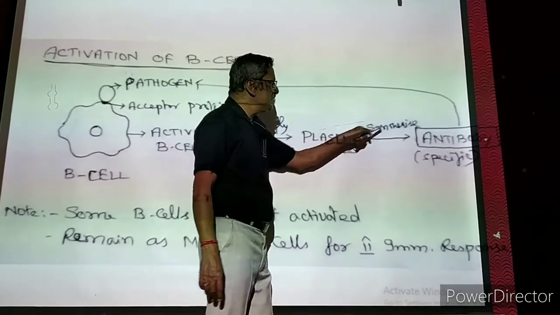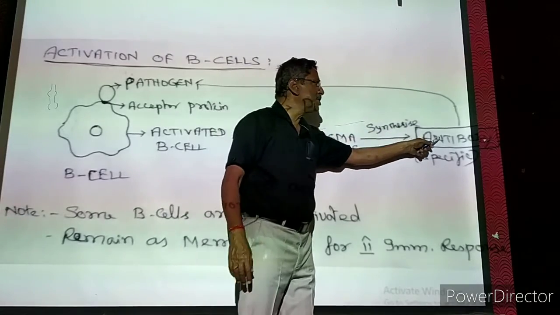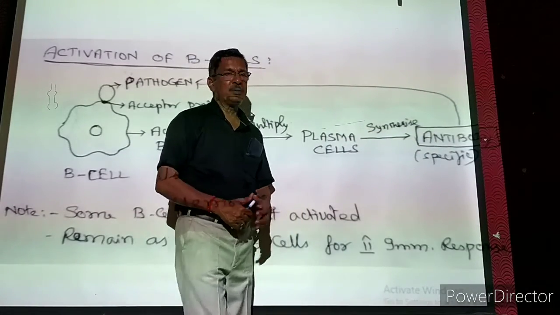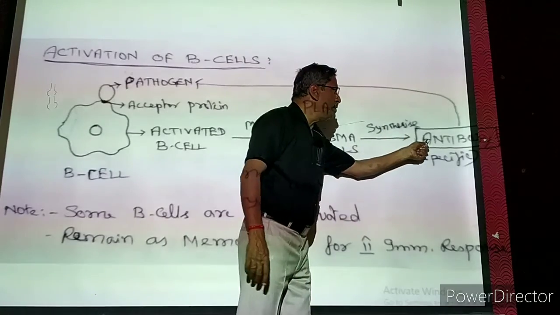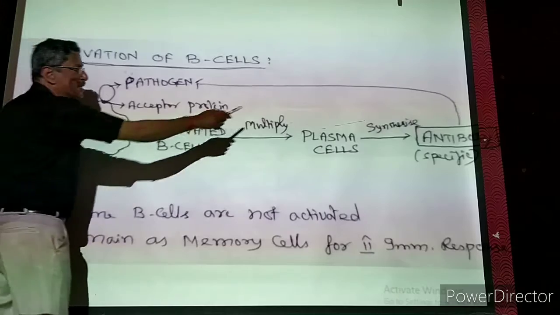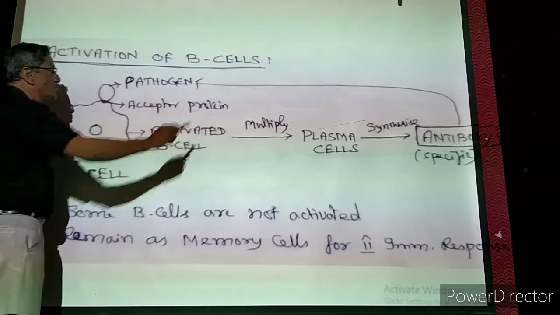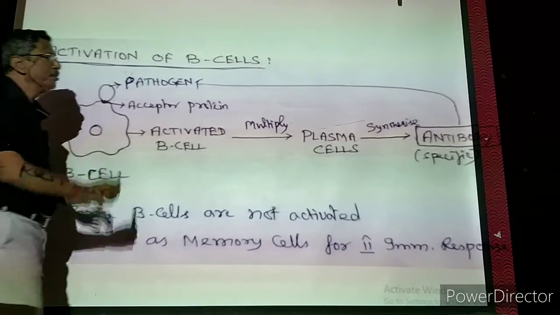Now the plasma cells are synthesizing, which means secreting, producing antibody. It is producing antibody. This antibody will attack the pathogen. Once the antibodies are produced sufficiently, they will come and attack the pathogen and destroy it. That is the basic mechanism.